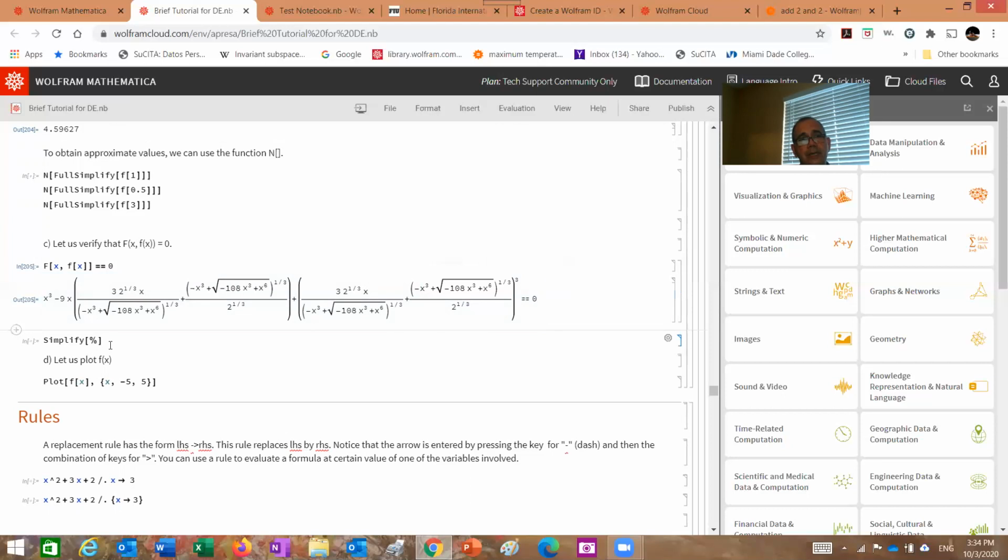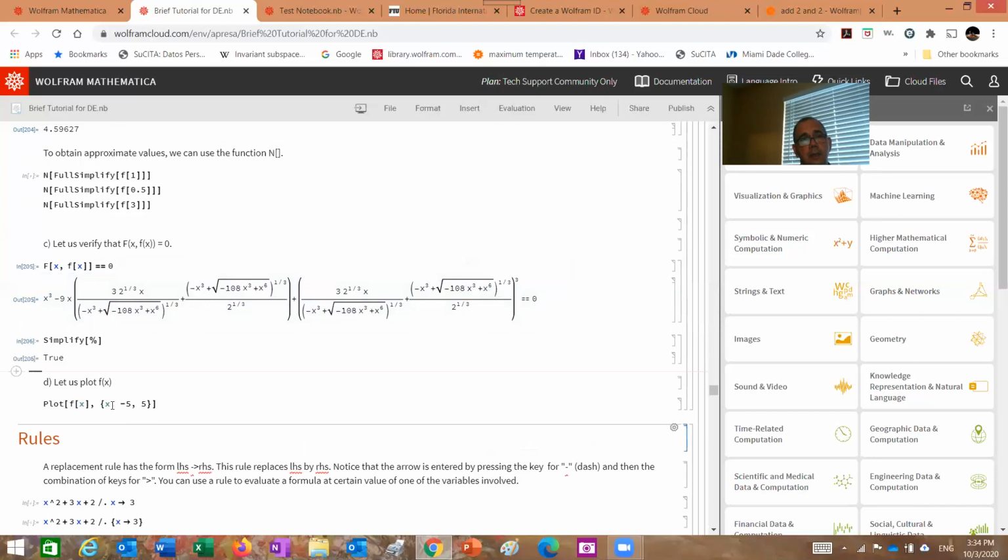But now you can use Simplify. Remember, the percent denotes the last output, which is the whole equation as it is written here with a double equal sign here. And now it's Simplify, you press enter, and you get True. It means that after simplifying the left side, the program finds out that the left side is equal to 0.